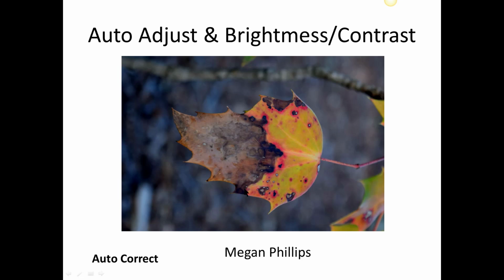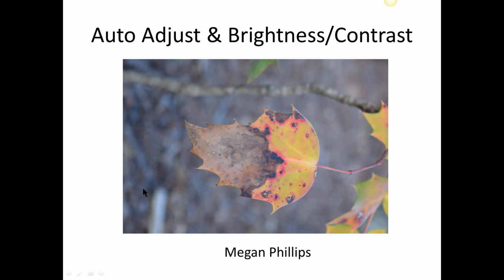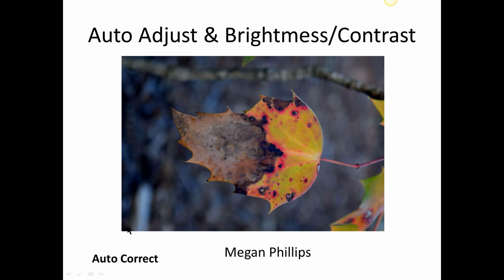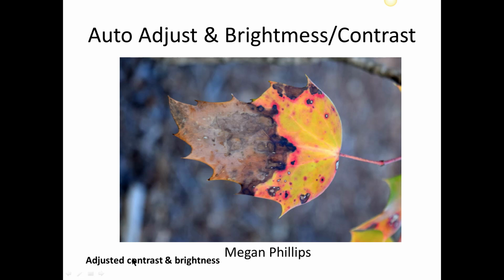And then this is the autocorrect. Now in this case, the autocorrect, I believe, makes this a little too dark. So here's the original, here's the autocorrect, and then this is Megan's adjusted contrast and brightness setting. And I think this really gets it nice, and really brings out the colors and sharpens it too.